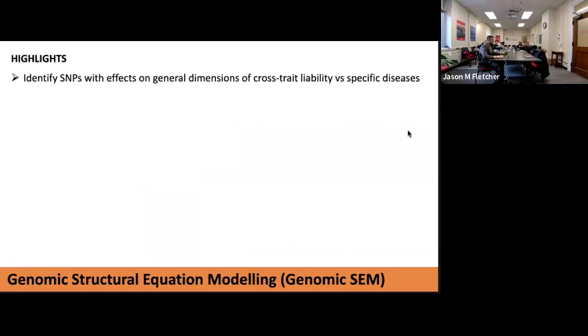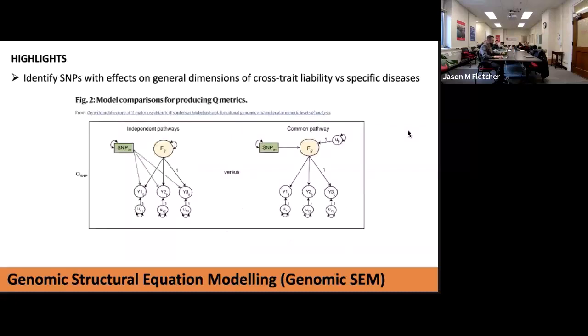Genomic SEM also allows us to integrate individual variants in the model to identify SNPs or genomic loci with effects on broad dimensions of cross-trait liability versus genomic loci that are more specifically relevant to particular traits or diseases. This is done by comparing a common pathway model that assumes that the effect of the SNP on the individual traits is fully mediated through the latent genetic factors, versus an independent pathways model where the SNP directly affects or predicts the genetic component of each of the individual traits.